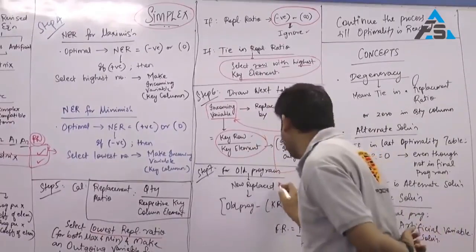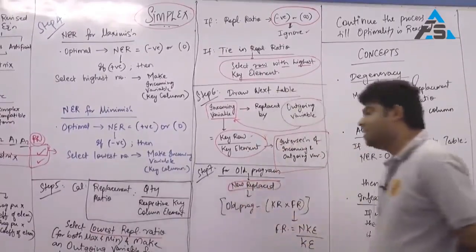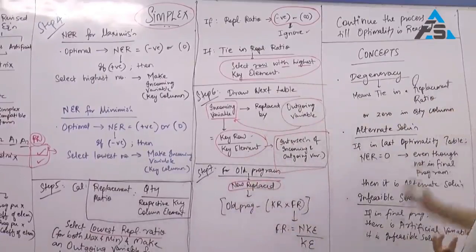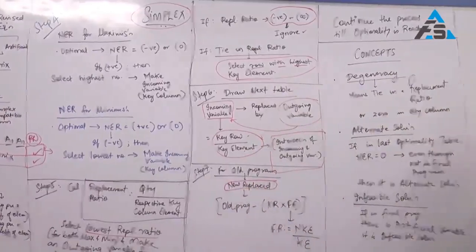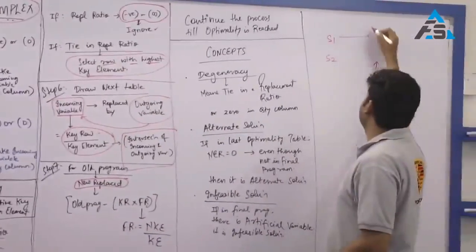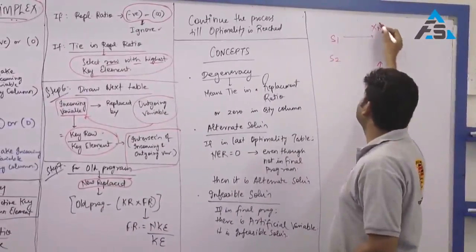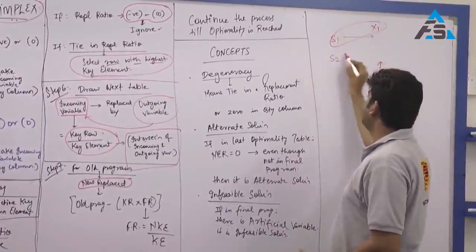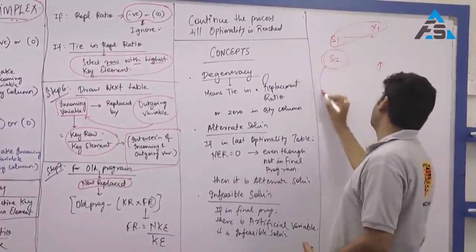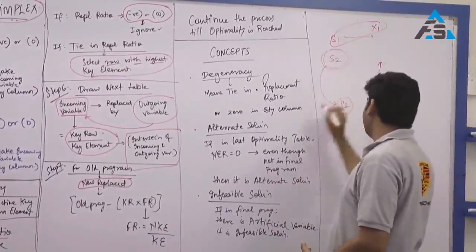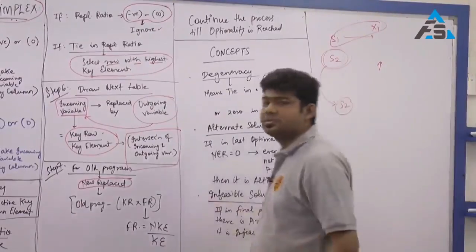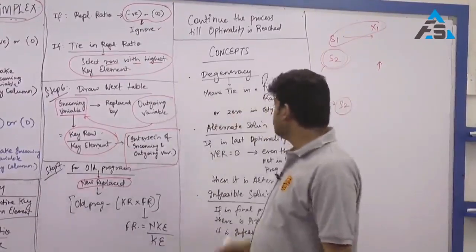For the old program, now replace. So see, there will be two programs. One, say for example S1, one S2. One is because of this outgoing variable, and say there is an incoming variable. So here the replacement will be done. This old program will again remain S2, but with some new numbers. What will be those new numbers?